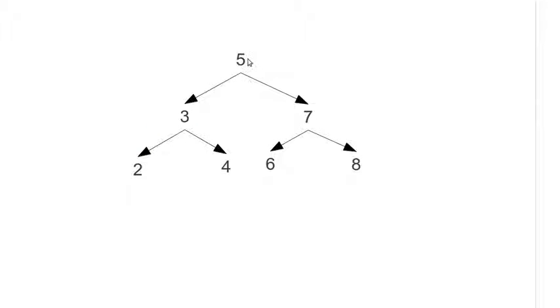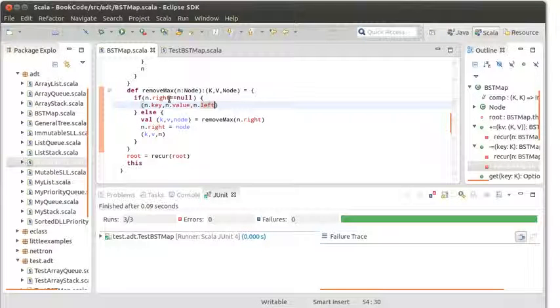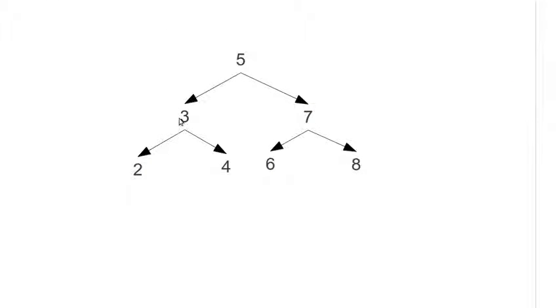So okay, let's take the situation where we're removing the 5, and we call RemoveMax on the 3. Well, 3 has a right child, so the first time we invoke this version here, which calls RemoveMax on the 4. 4 does not have a right child. So what does it do? Well, it remembers the 4 and whatever value is associated with the 4, returns both of those as well as the left child, which is null.